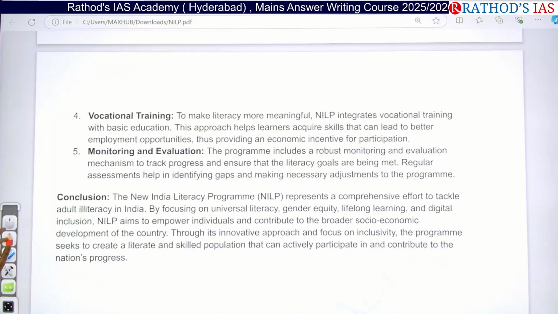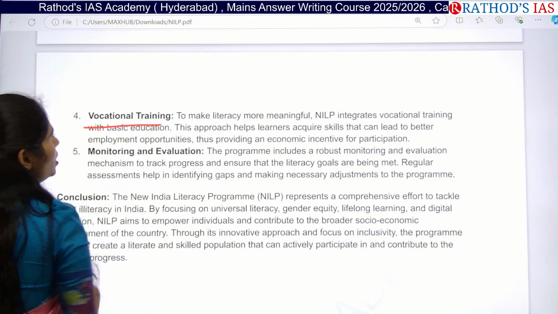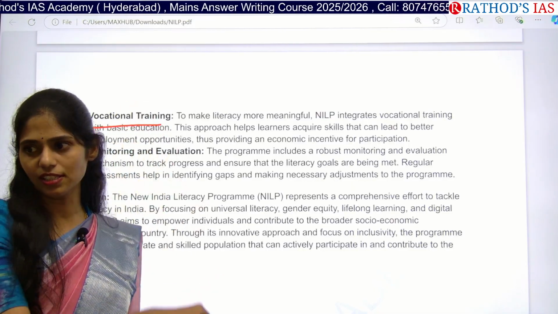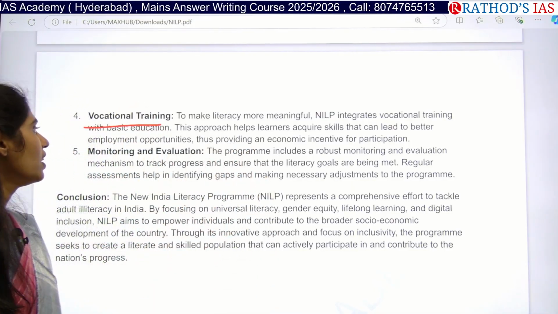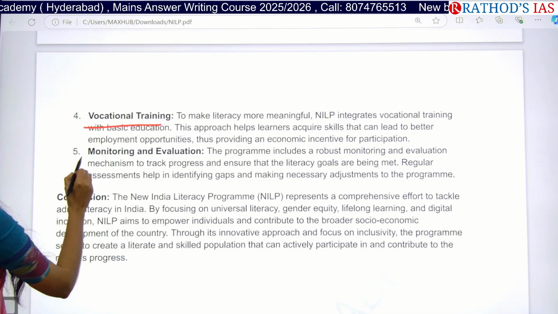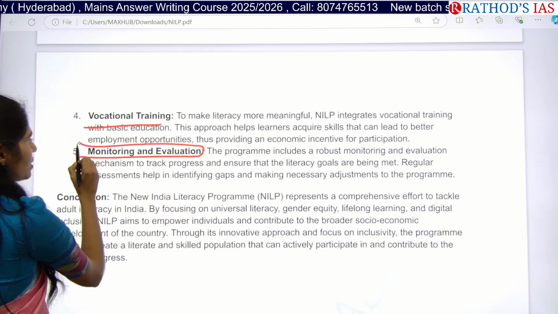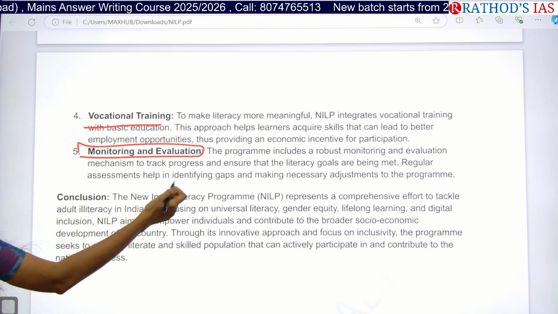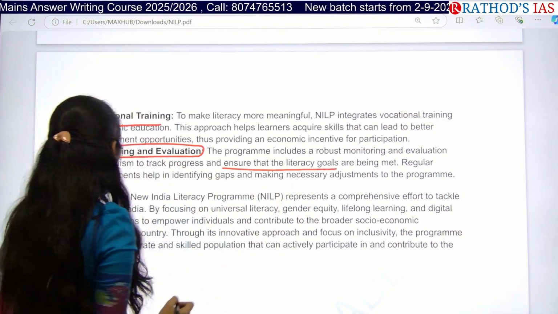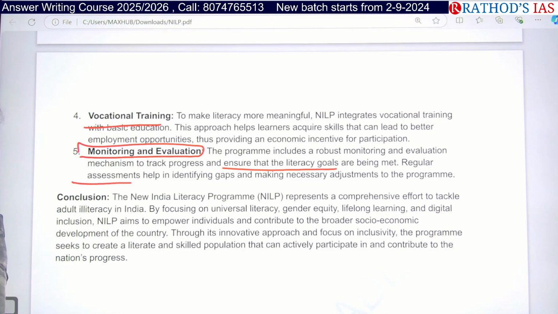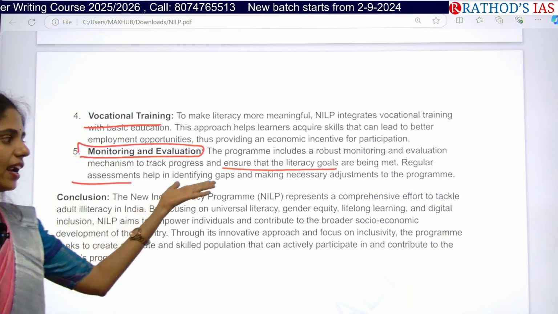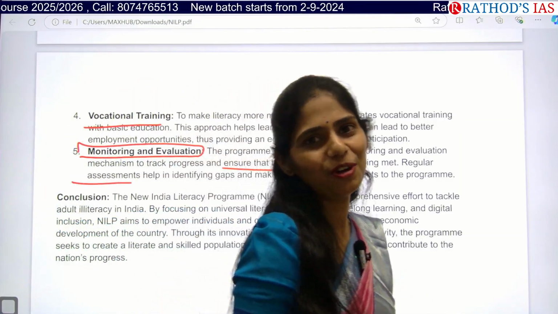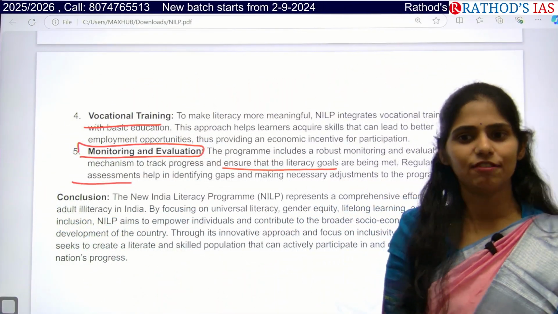And the next one is we are also focusing on vocational training. To make literacy more meaningful, we have to include skills and training, so that is what we are using here. And the next one is we are also focusing on proper monitoring as well as evaluation. So there is a progress tracking system, we are setting literacy goals, and we are having regular assessments so that we can identify gaps and the necessary adjustments can be made in this program. So in this way, we are making this program more meaningful.